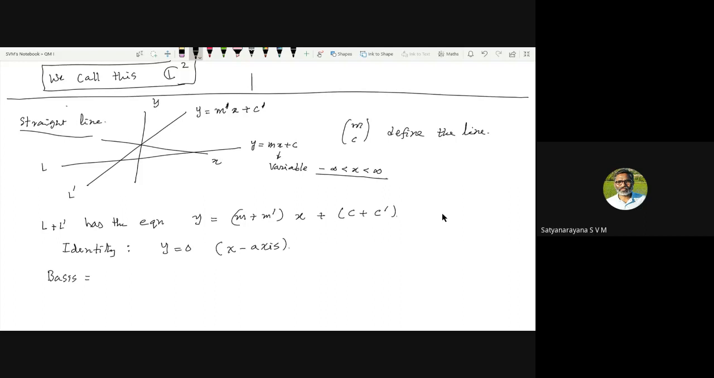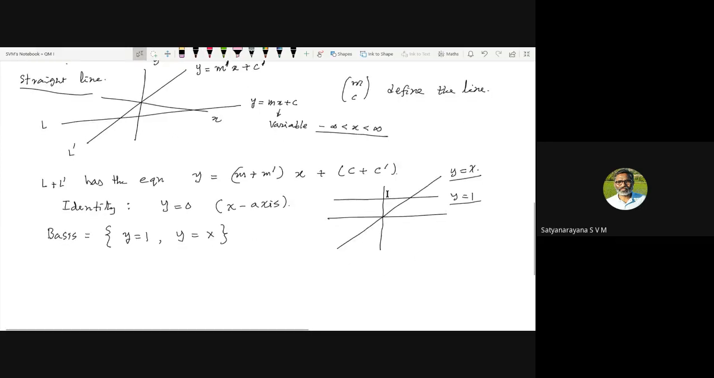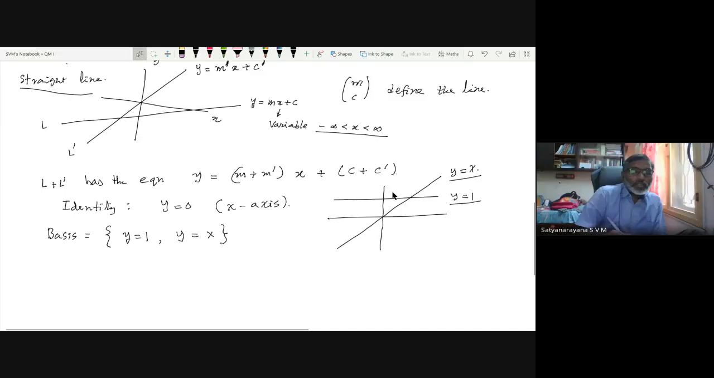Now you ask a question, what is the basis? The basis will be two lines. What are the two lines? y is equal to 1 is one line, and y is equal to x is another line. So you have one line which is y equal to 1, and then one line which is the 45 degrees line, that is y equal to x. Now you multiply this with some constant, this with some constant, any arbitrary line can be obtained. So this is the algebra with respect to the straight lines.